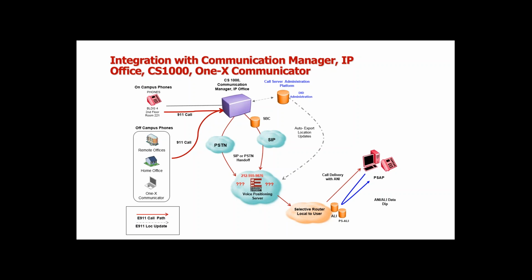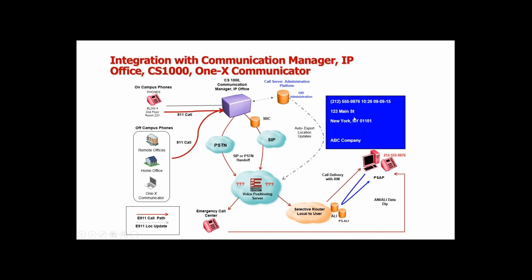This would never be a primary method, but it's a backup method, where we would route that call to an emergency call center where somebody would talk to them, find out what their address is, and then manually route that call to the correct servicing PSAP. So again, this is just a backup method, the last ditch effort to get that call routed to the correct servicing PSAP with the right location information.